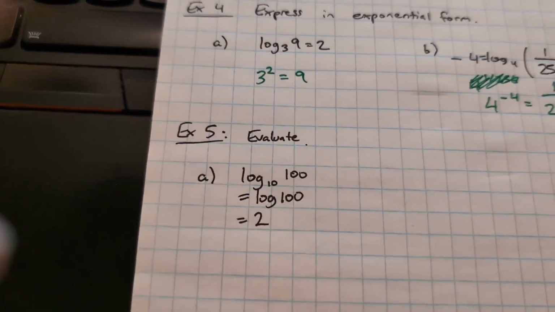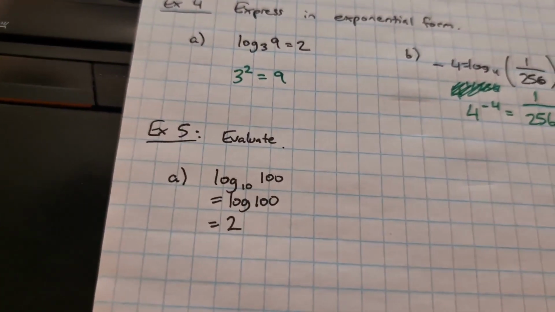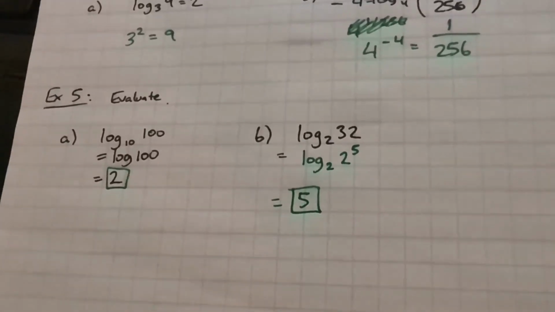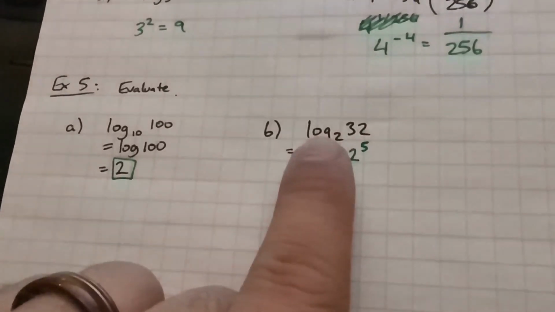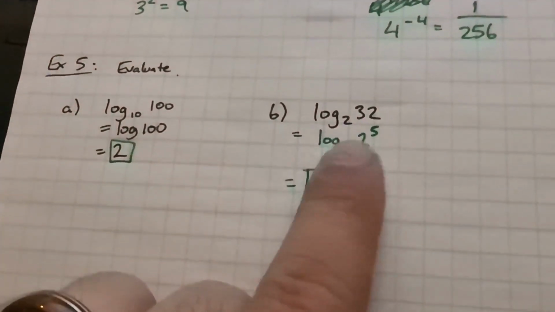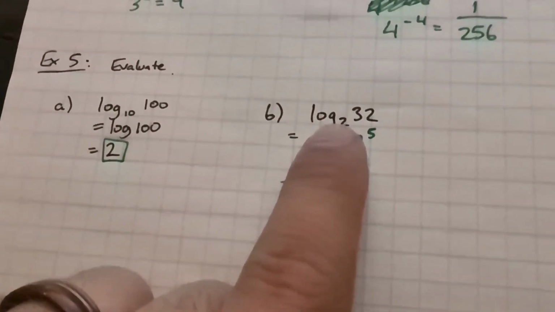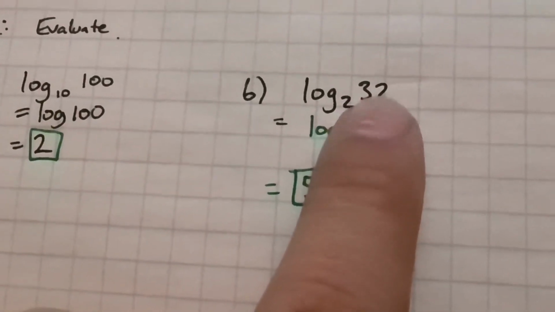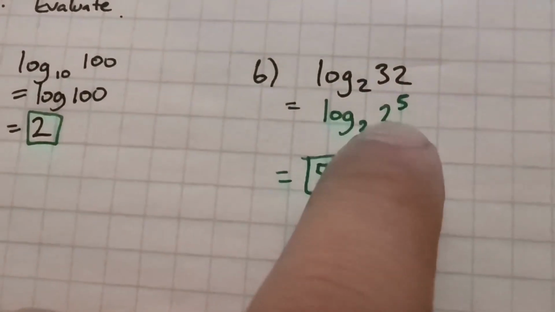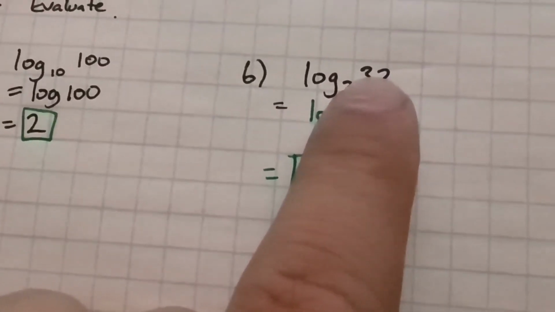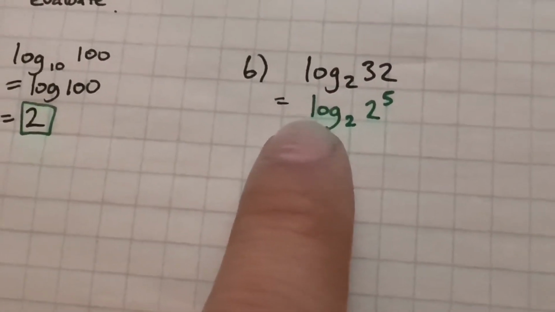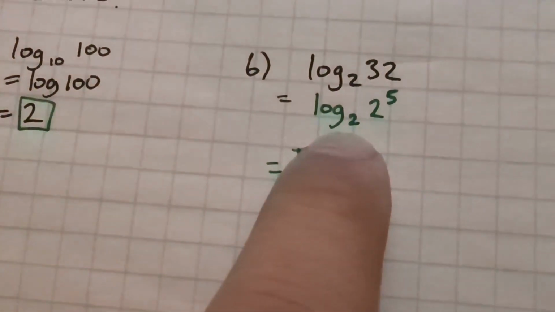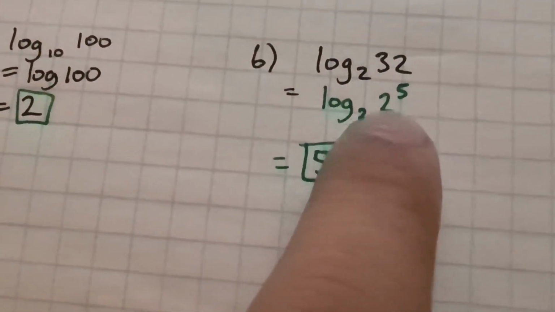Now part B, I'll get written down here and I'll walk through an alternative method to look at this one. For the second part, log base 2 of 32, another thing you could think of is, well, I know this is asking me 2 to the power of what gives us 32. 32 we can rewrite as 2 to the power of 5, because that gives us 32. And this is saying 2 to the power of something gives us 2 to the power of 5.